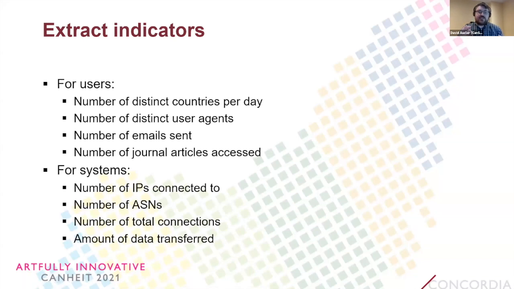So the first step is to identify and extract measurable indicators. Now, the wider variety of indicators, the better. For instance, geographical outliers, like via GeoIP, are generally useful, but can be easily misled by VPN or proxy users. It's much better to also include behavioral indicators, which might indicate account abuse, such as an unusually high number of emails sent or journal articles accessed.